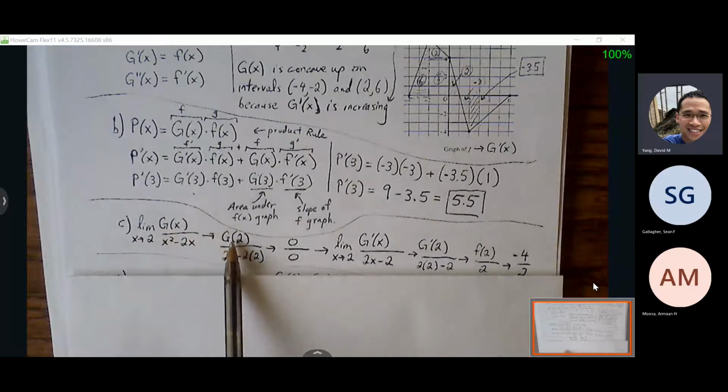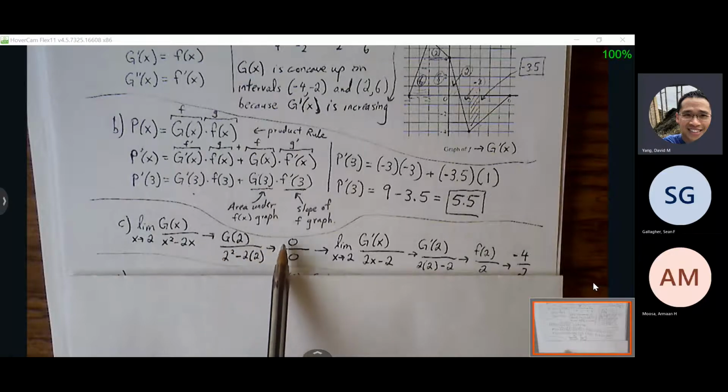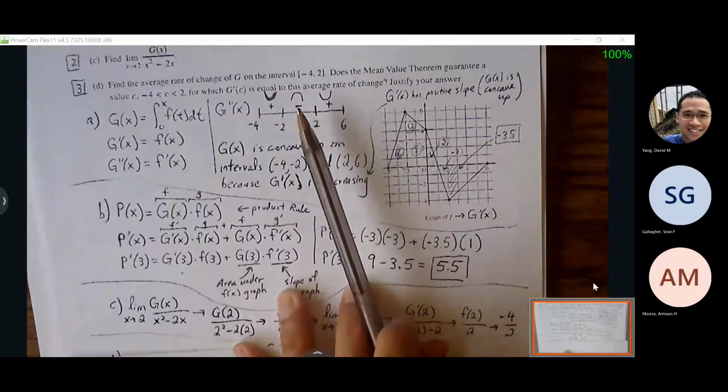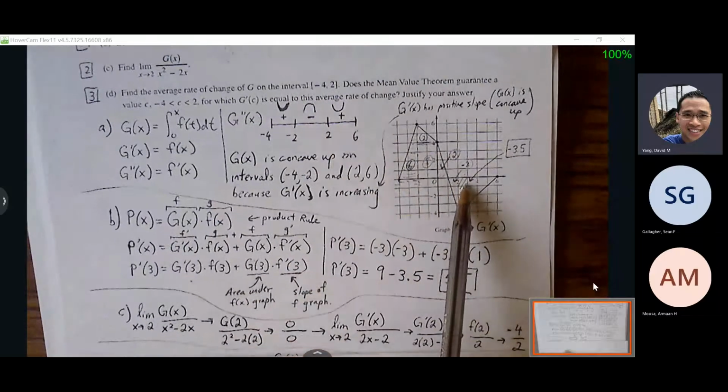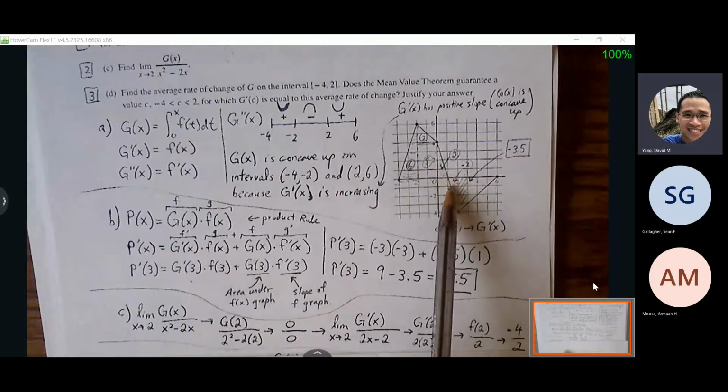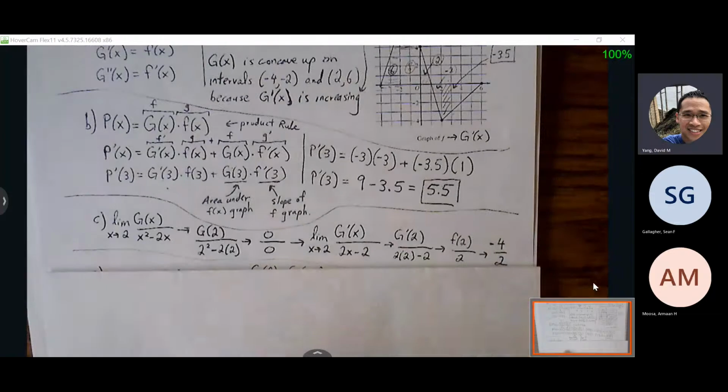Insert 2 in for X. We get G of 2 over 2 squared minus 4. G of 2 is 0, because that's the area from 0 to 2. The displacement will become 0. I got a positive region and a negative region, so I get 0. So I get 0 over 0, which allows me to then apply L'Hopital's rule.